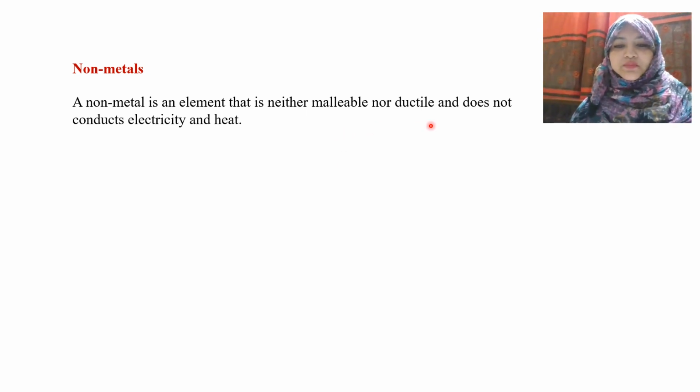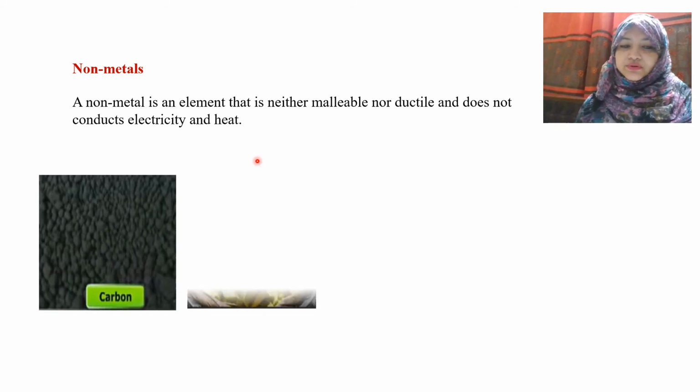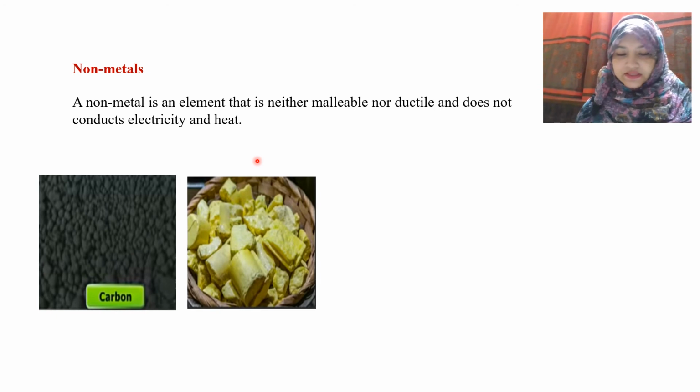These all are the properties: malleable, ductile, conduction of heat and electricity, all the properties of metals. And non-metals don't show these properties. Most of them are also not shiny. Look at these pictures. This is carbon, and this is sulfur.